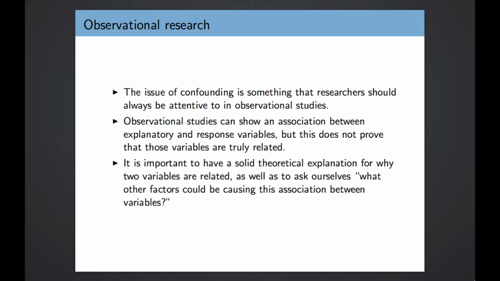But it's important to keep in mind that observational research cannot prove this, and having good theory is really foundationally important to good observational research. Good theory lets us make compelling arguments about why we see the relationships and associations that we observe. When we do see an association between variables, the main lesson here is that we should always ask ourselves the question, what other factors could be causing this association between variables that I'm observing?